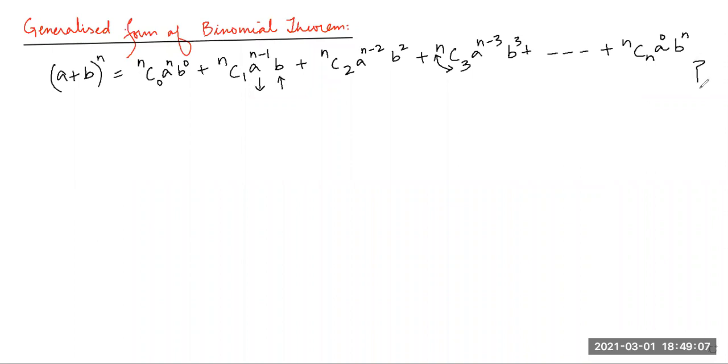My question is, how does it come? How do these constant terms come, nC0, nC1, nC2? How did we get the idea to include these terms? So students, before that, we need to understand what is the meaning of nCr.